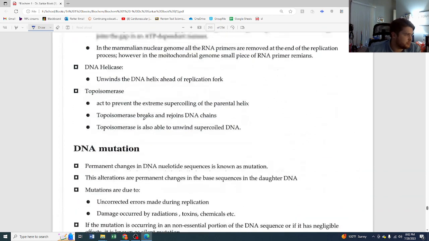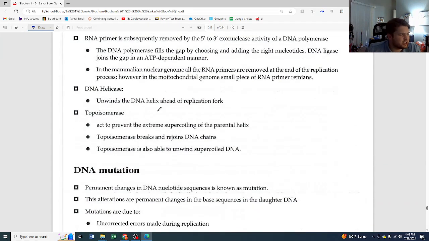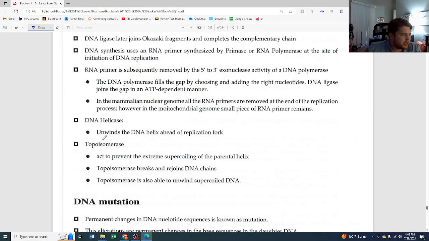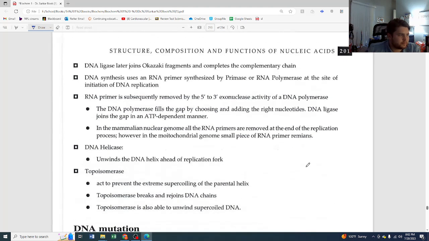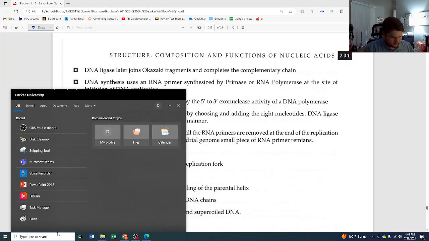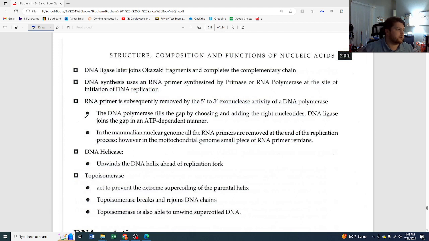Here we go. We're getting into the order, and this is a little bit weird, but it all kind of fits. So the DNA helicase unwinds the DNA helix ahead of the replication fork. The topoisomerase acts to prevent the extreme supercoiling of the parental helix. Topoisomerase breaks and rejoins DNA chains, and topoisomerase is also able to unwind supercoiled DNA. So kind of doing an overall idea of this.